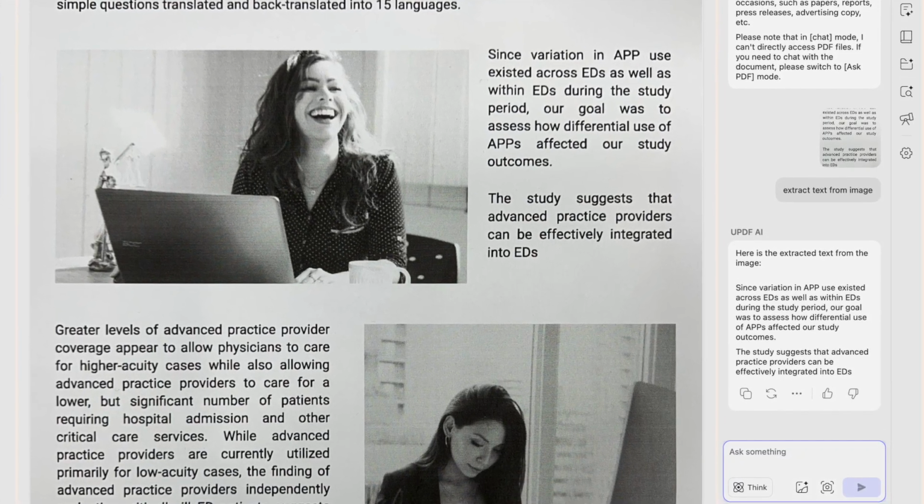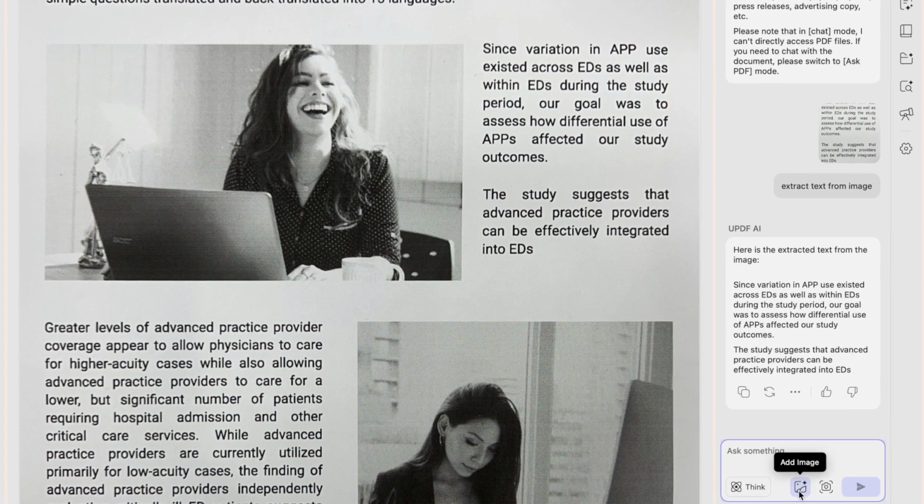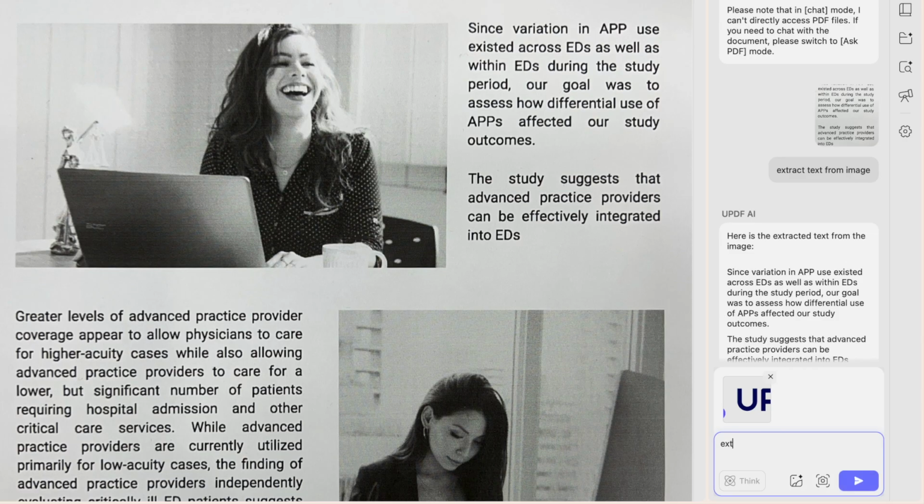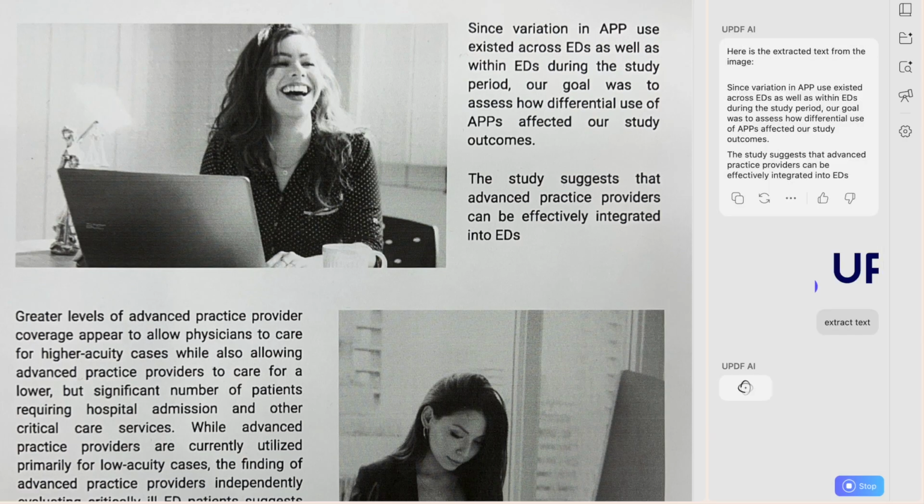If you want to extract text from an image saved on your computer, click the Add Image option. Upload the desired image and ask UPDF AI to extract from it. Then press enter to send it.